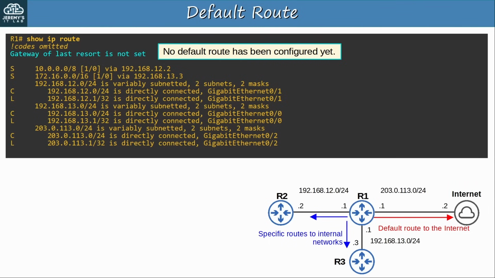Now, in R1's routing table, there is a route to 10.0.0.0/8 with R2 as the next hop, and a route to 172.16.0.0/16 with R3 as the next hop. Perhaps these are networks used internally by the company. Now let's tell R1 to send all other traffic to the internet.